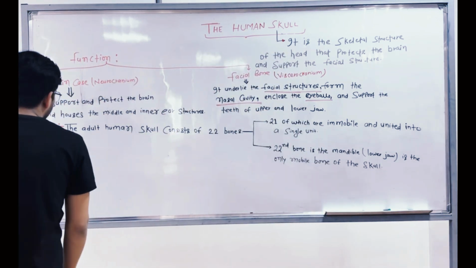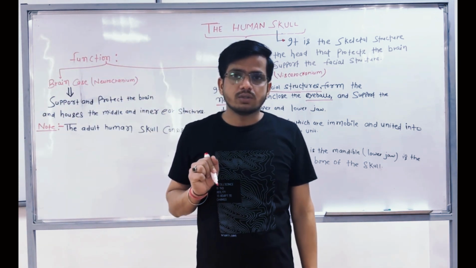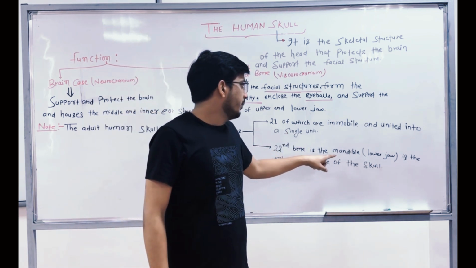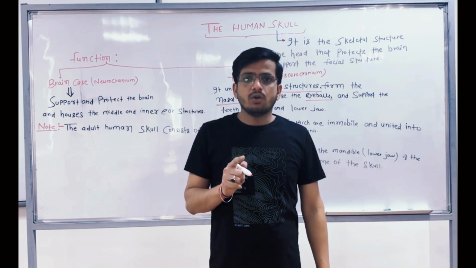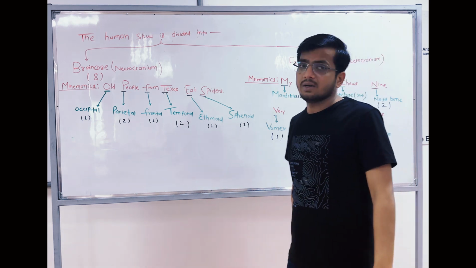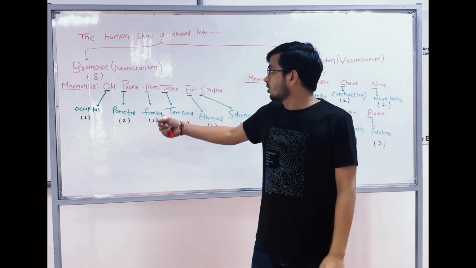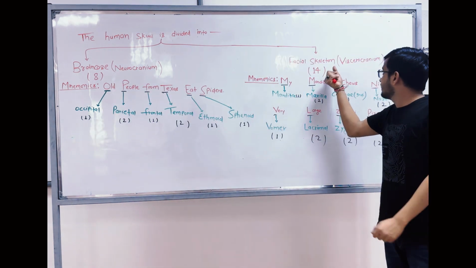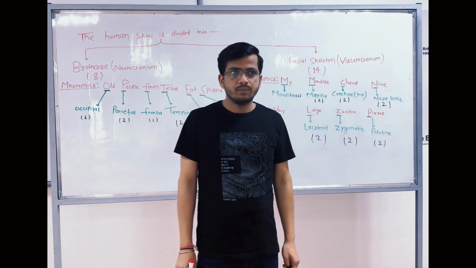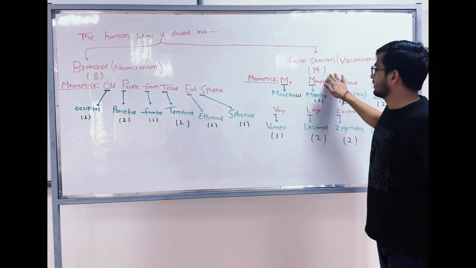You need to know the human skull consists of 22 bones. Among these 22 bones, 21 are immobile, and the 22nd bone, the mandible or lower jaw, is the only bone that is mobile. The human skull is divided into two parts, the brain case and the facial skeleton. The brain case we call the neurocranium and the facial skeleton we call the viscerocranium. Among these 22 bones we have 8 neurocranium and 14 facial skeleton.